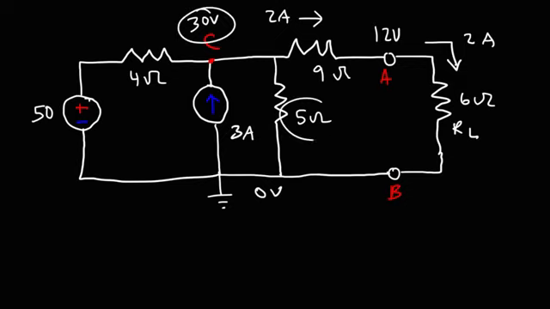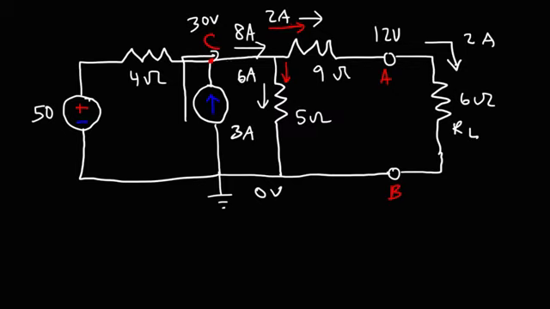Now 30 divided by 5 is 6. So we have a current of 6 amps flowing through the 5 ohm resistor. Now let's think about this. We got 2 amps flowing in this direction, 6 going here. That means that there must be 8 amps of current flowing in that direction. Now we have a current source of 3 amps flowing in this direction. So 8 minus 3 is 5, which indicates that 5 amps of current is flowing through the 4 ohm resistor.